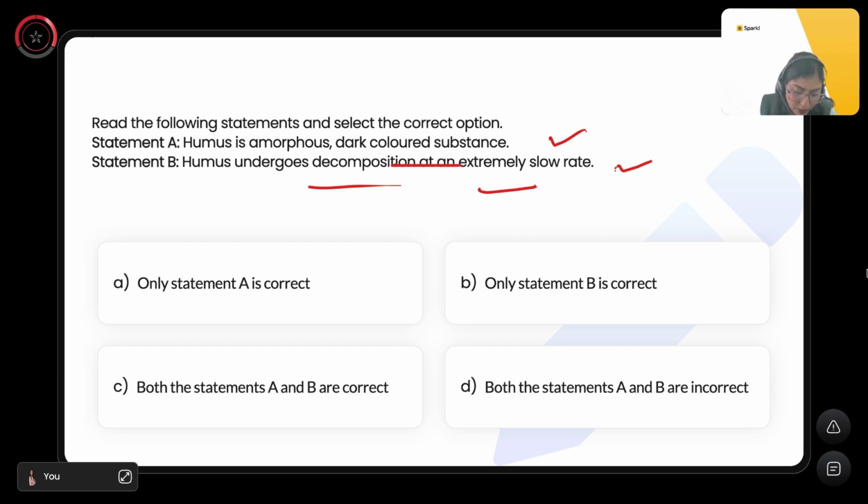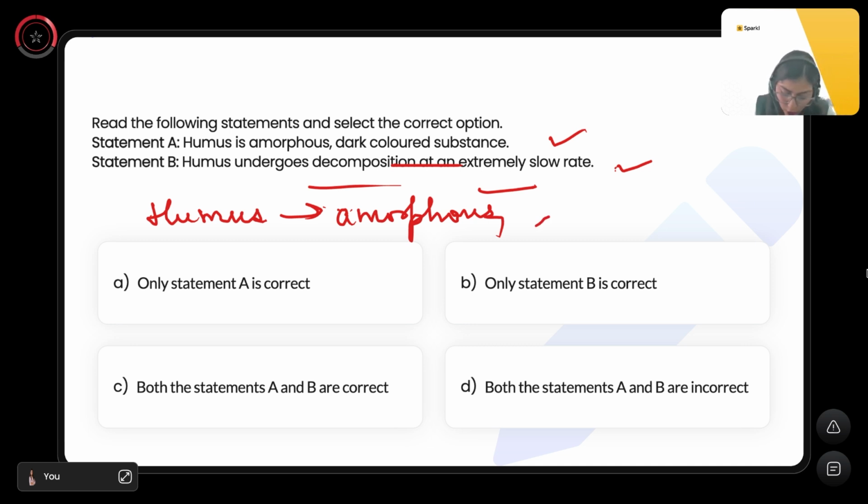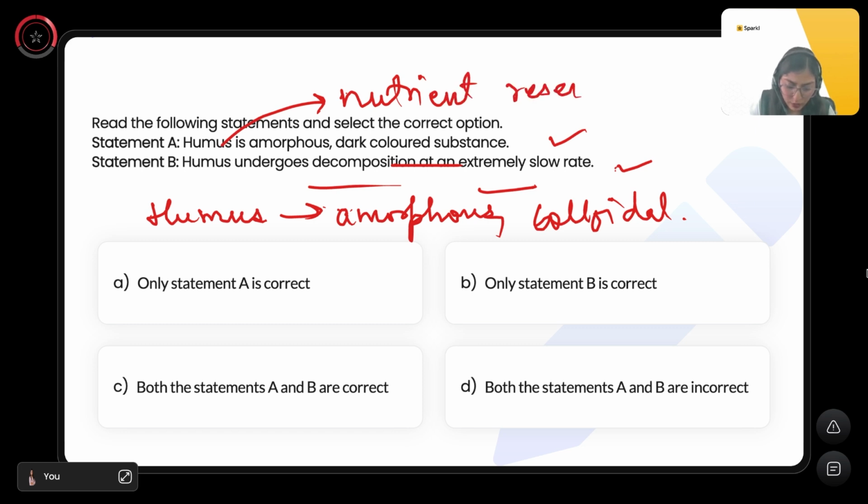Humus जो होता है बेटा यहाँ पे आप याद रखना, humus is an amorphous, dark colored, colloidal substance, and because it is highly complex and resistant to microbial attack it undergoes decomposition at a very slow rate. Now इससे फायदा क्या होता है यहाँ पे, it basically acts as a nutrient reservoir for the soil. Okay, let us move on to the next question.